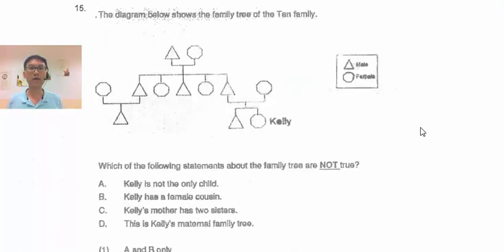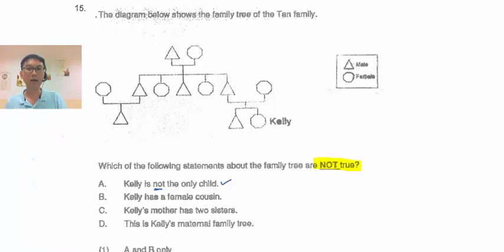Now question 15, the diagram below shows the family tree of the Tan family. So again, let's look at the key. Triangles are males and this octagon is female. So it doesn't always have to be circles and squares, huh? Which of the following statements of the family is not true? Okay, so which one is not true? So let's look. Kelly is not the only child. Kelly, is it the only? Yep, is not. Keyword here is not the only child. Yeah, so she has brothers and sisters.